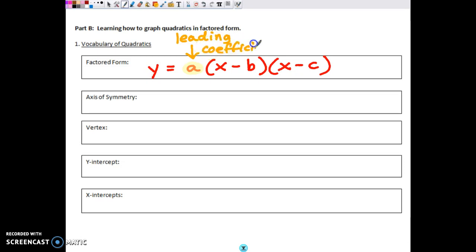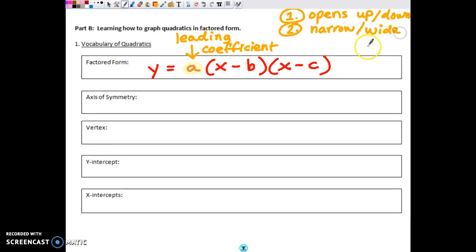And the leading coefficient tells us whether it opens up, whether it opens down, whether it's wide, and whether it's narrow. So it tells us four things. It tells us whether it opens up or down. Second thing it tells us is whether it's going to be narrow or wide. And the way that I tell whether a parabola's graph will be narrow or wide is how far away A is from 0. Let me draw a picture for you.